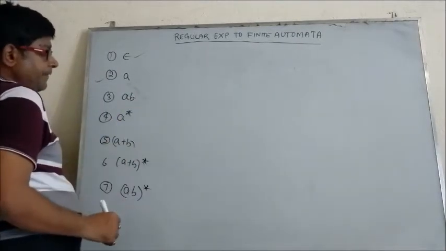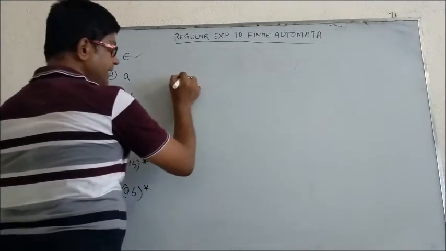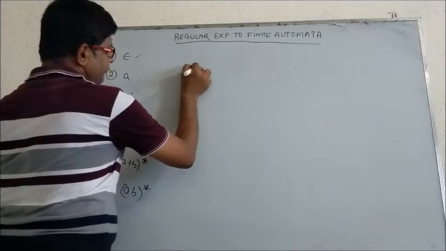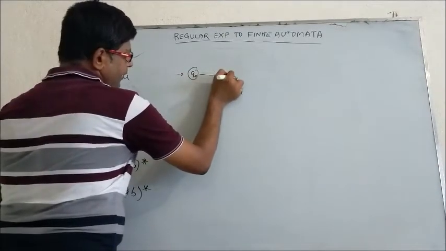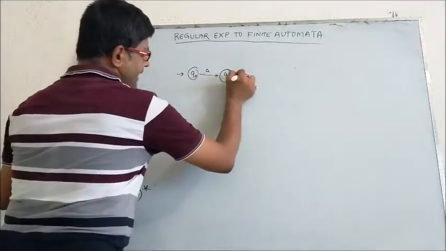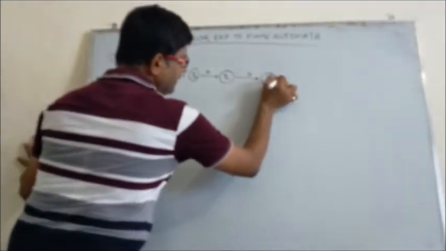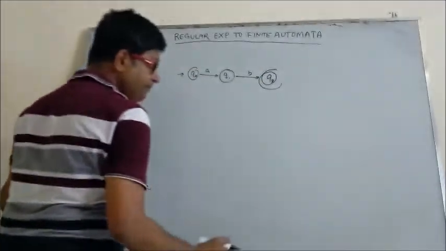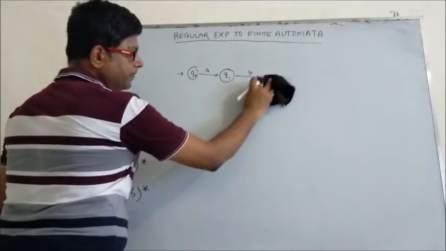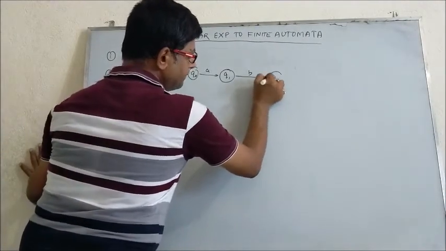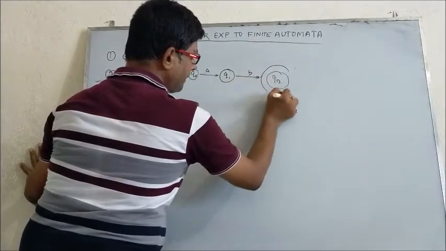For AB, we have to design 3 states, right? How? See, first will be your q0, reaching to q1 by applying A and reaching to q2 by applying B. Sorry, this will be your q2 by applying B.